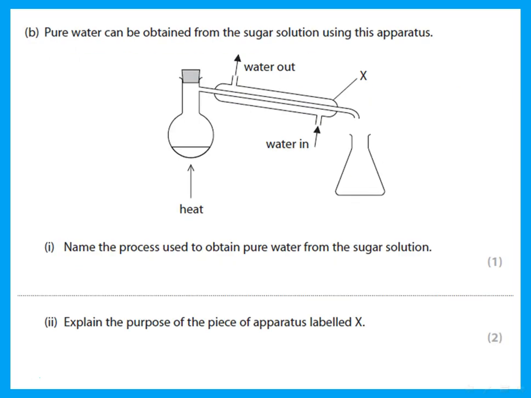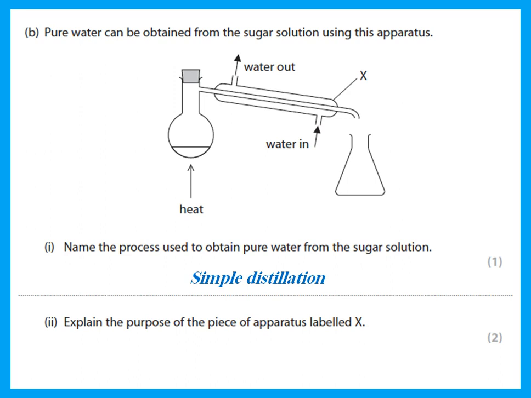Then here he says pure water can be obtained from sugar solution using this apparatus. Name the process used to obtain pure water from sugar solution. Remember, if I have a solution and I want the water, I use this process, and this process is called simple distillation. Remember, if I had the solution and I wanted the sugar, then I would be doing crystallization. And if I had a mixture of 2 liquids, then I would be doing fractional distillation.